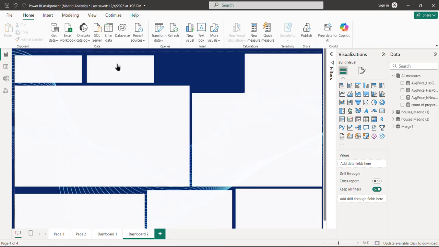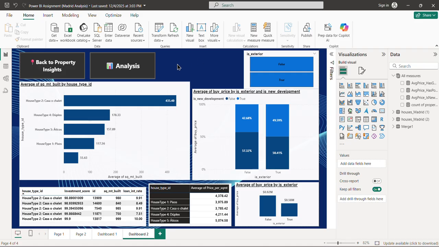If we go to the analysis, here we have the analysis of average square meter built by house type ID, where the average buy price is by exterior and new development. New development properties show a balanced price distribution with slightly higher contribution from exterior units. And in this chart, exterior versus interior, false or true, homes listed as exterior tend to have a slightly lower average buy price compared to non-exterior. So let's go back to Property Insight.